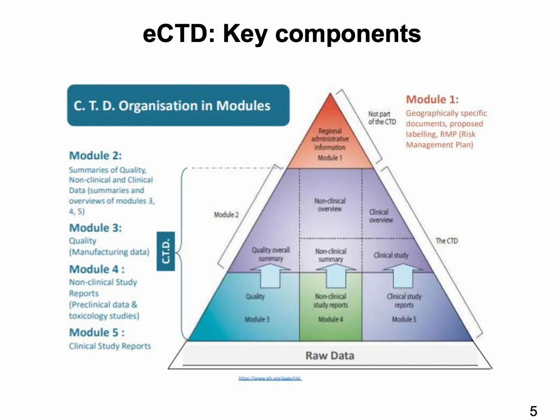So here, just to repeat, we have Module 1, which is geographically specific documents, proposed labeling, risk management plans. In Module 2, we have summaries of quality, non-clinical and clinical data. In Module 3, we have the quality or manufacturing data. Among those, we can talk about the chemistry, manufacturing and control, or CMC document. We have in Module 4 the non-clinical study reports. These are preclinical data and toxicology studies. And in Module 5, we have clinical study reports.